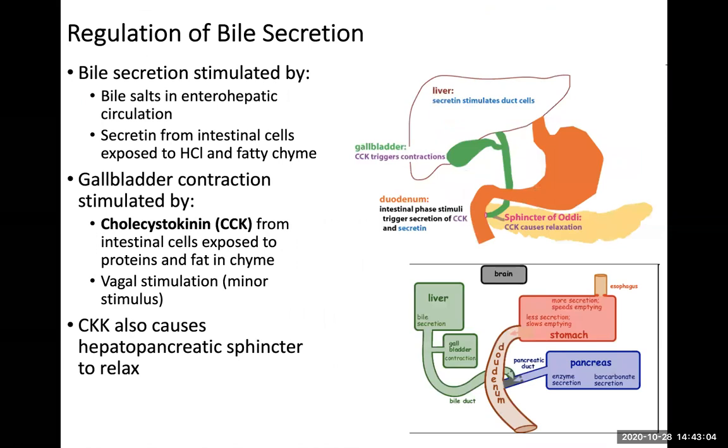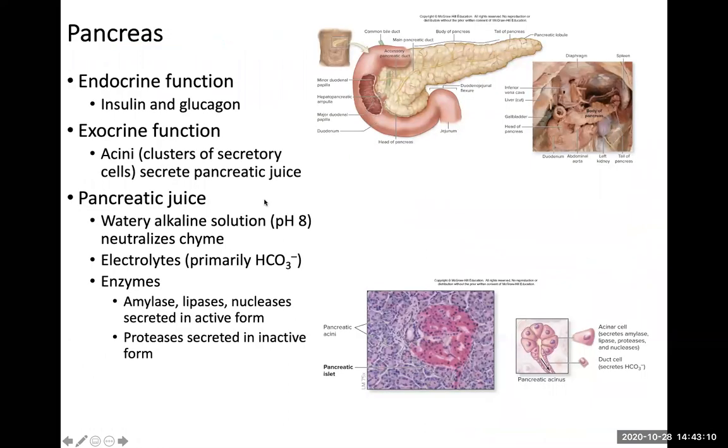I think I said everything I want to say in here. I do expect you to know that CCK causes the gallbladder to contract and release bile. And then for the pancreas, I go through the pancreas slides. I said most of what is on them. And I do expect you to know what the pancreas makes and secretes into the duodenum.